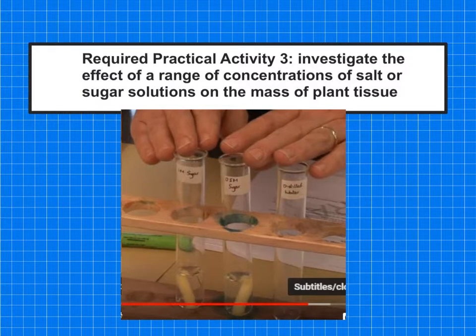Osmosis covers one of your required practical activities, and in fact it's required practical activity 3. So hopefully your teachers will have gone through an experiment with you looking at a range of concentrations of salt or sugar solutions on the mass of a plant tissue. In this case, what I used, as you can see in the tubes there, I used potatoes. And we had 1 molar sugar, 0.5 molar sugar, and distilled water. It's really important that you know this required practical really well, because 15% of your GCSE will cover the required practical activities.